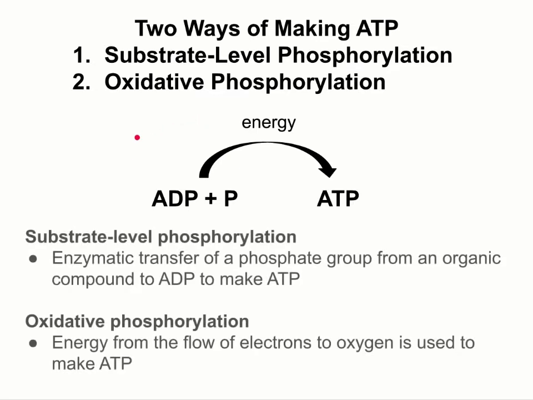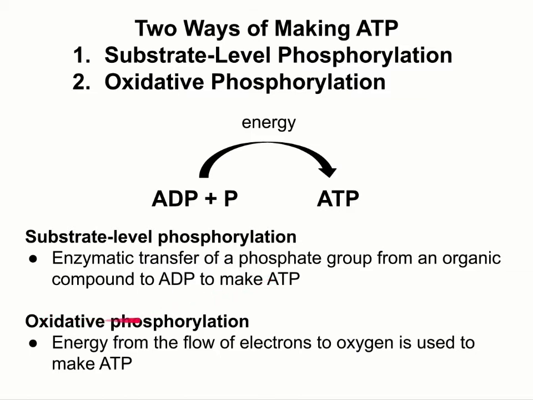In substrate level phosphorylation, a phosphate group is transferred from an organic compound to ADP to form ATP. This is essentially reaction coupling again, but in this case, phosphate is transferred to ADP from a very high energy molecule. ADP phosphorylation is an endergonic reaction, but the energy required is exceeded by the energy released when phosphate is hydrolyzed from another organic compound, and the reaction is exergonic overall. This is what happens during glycolysis and the citric acid cycle, and does not require oxygen.